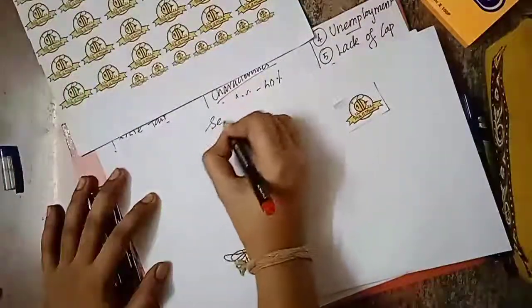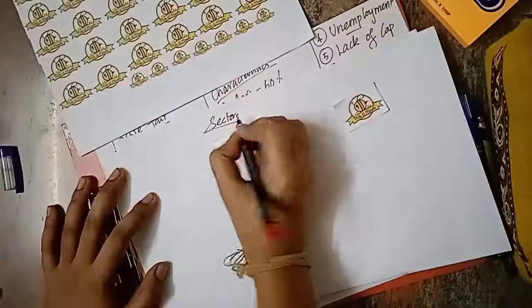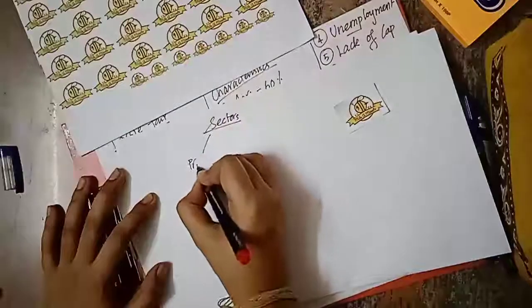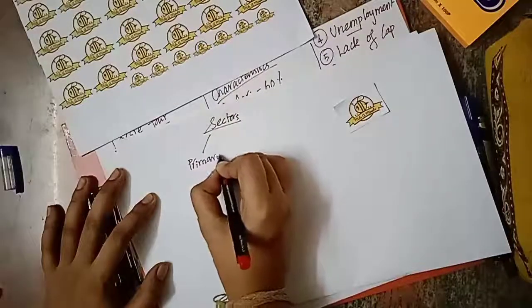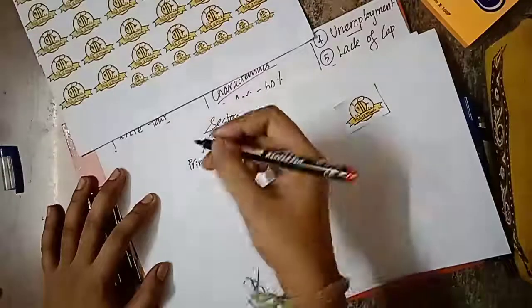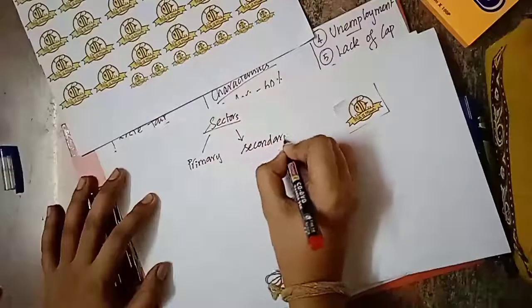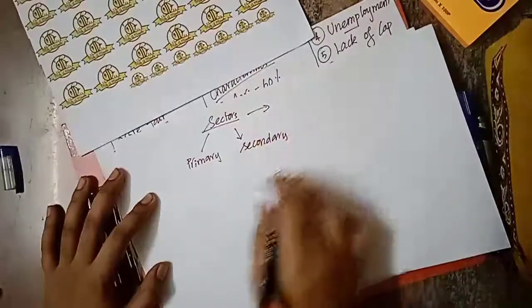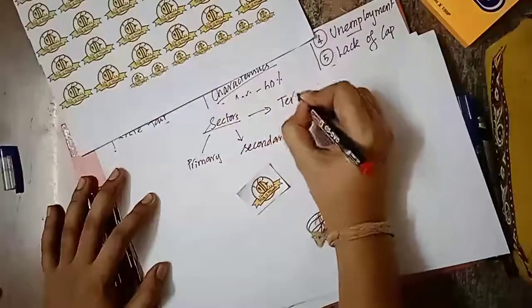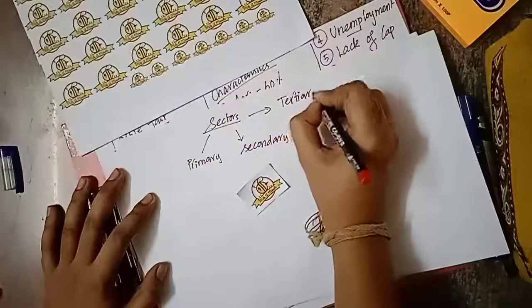So, sectors of Indian economy, we can divide the sectors into three. First one is primary sector, second is secondary sector, and then tertiary sector. Secondary sector, we can say, is the manufacturing sector. Third one is tertiary sector. Tertiary sector can also be called the service sector.